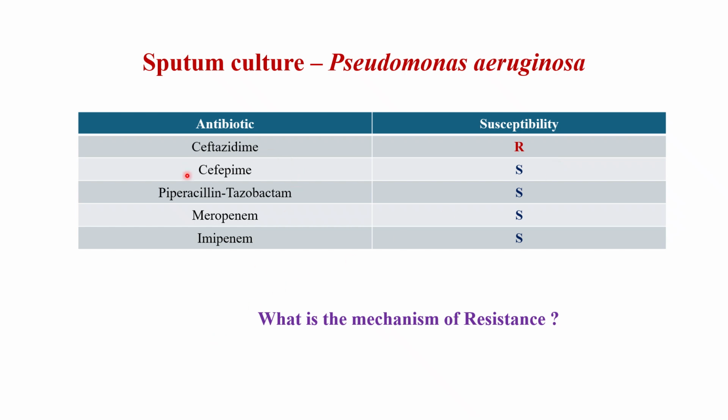So we can actually use cefepime, or we can also use something like a BL/BLI, piperacillin-tazobactam. Piperacillin-tazobactam, again, the lung penetration is not great. You can probably use carbapenem also. So if you want to spare carbapenems, probably you have to go with cefepime.